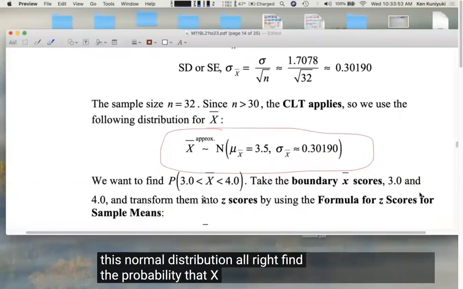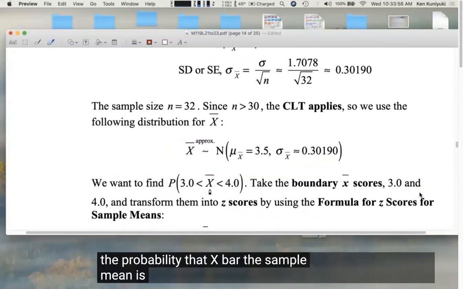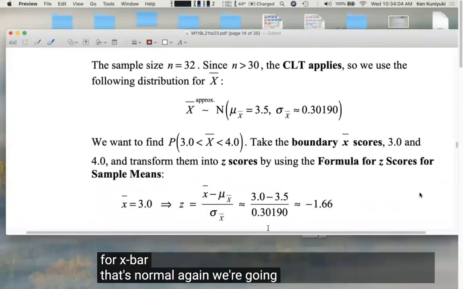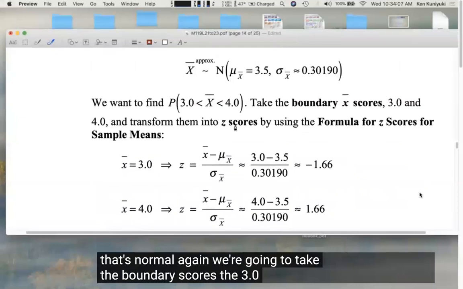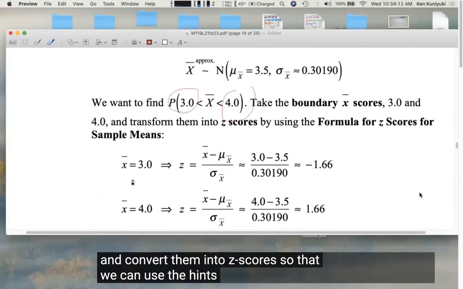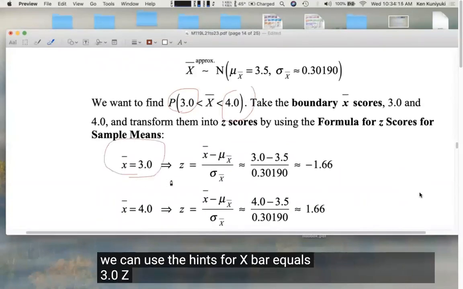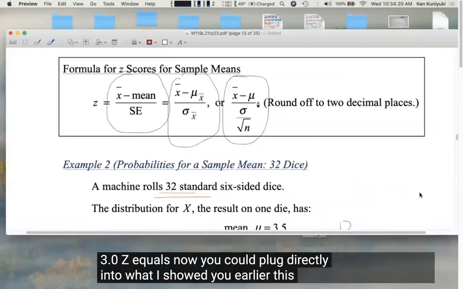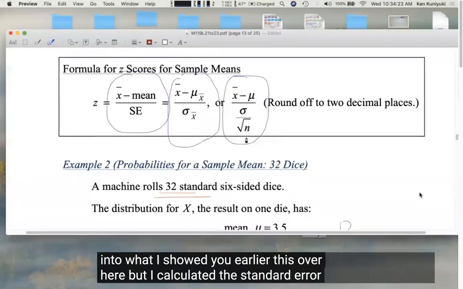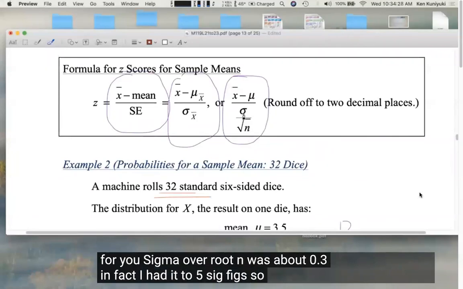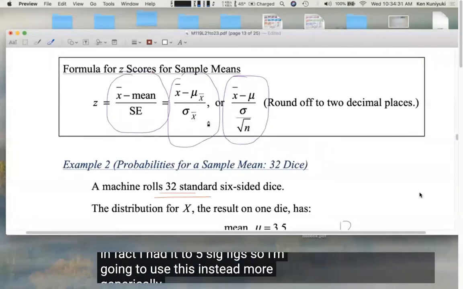Find the probability that X bar, the sample mean, is between 3.0 and 4.0, assuming that this normal is basically the distribution for X bar. Again, we're going to take the boundary scores, the 3.0 and the 4.0, and convert them into Z-scores so that we can use the hints. For X bar equals 3.0, you could plug directly into what I showed you earlier, but I calculated the standard error for you. Sigma over root n was about 0.3. In fact, I had it to 5 sig figs. So I'm going to use this instead, more generically.